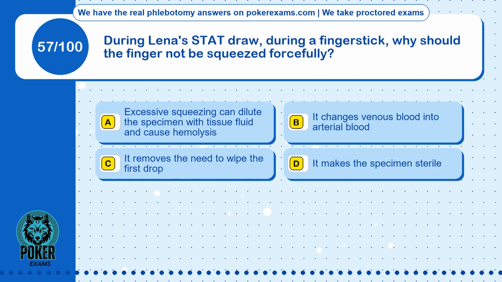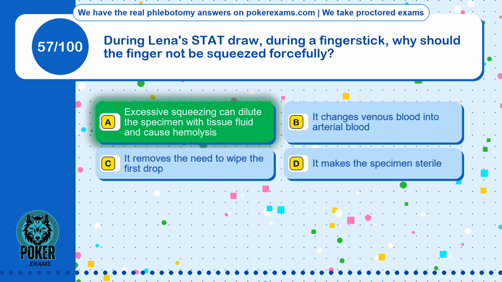Question 57. During a stat draw, during a finger stick, why should the finger not be squeezed forcefully? Option A, excessive squeezing can dilute the specimen with tissue fluid and cause hemolysis. Option B. It changes venous blood into arterial blood. Option C. It removes the need to wipe the first drop. Option D. It makes the specimen sterile.